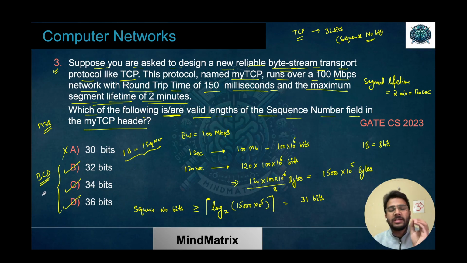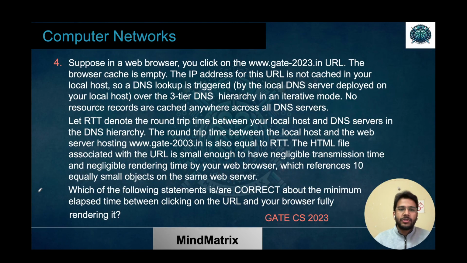You need at least 31 bits in the sequence number field in my TCP header. I hope it is clear. I explained the concept as well. Okay, now let's proceed to the next question.